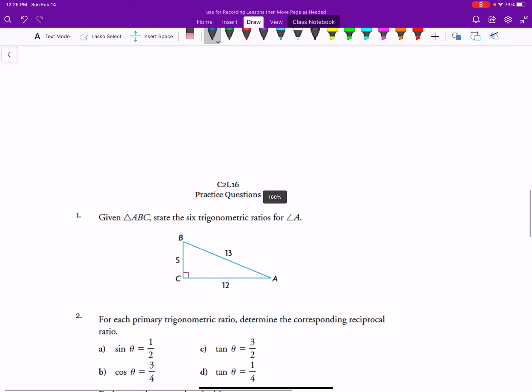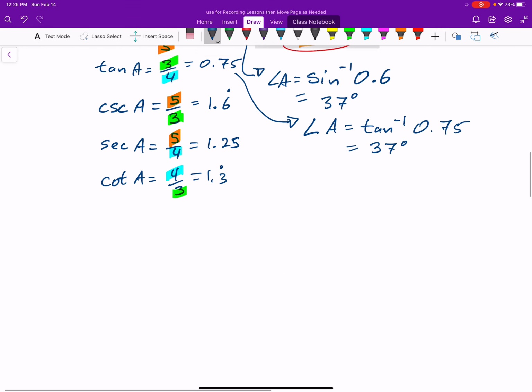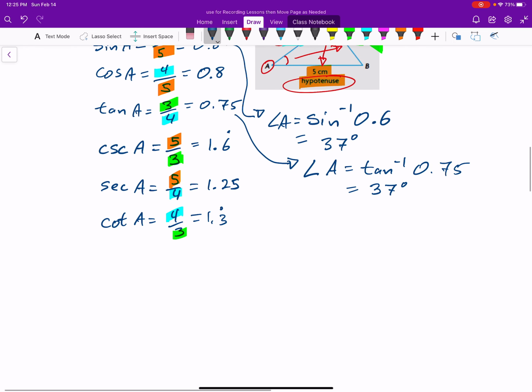All right, and that's all we're doing for this lesson. Just a quick reminder of the trig ratios and a brief introduction to the reciprocal trig ratios.